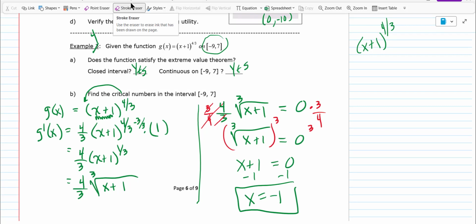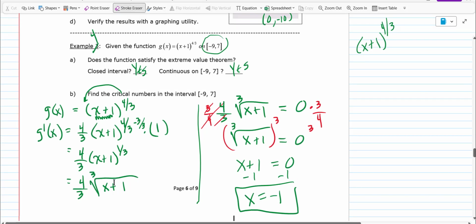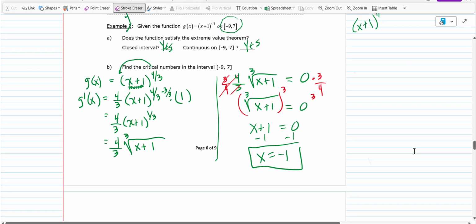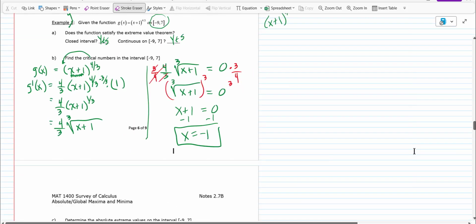That's the only one. That derivative is defined everywhere. You can have any number under a cube root. Any number. You can take a cube root of a negative number. So that is the only critical number on that problem. Okay? All right. So that's our critical number. Now let's finish up the problem on the next page.